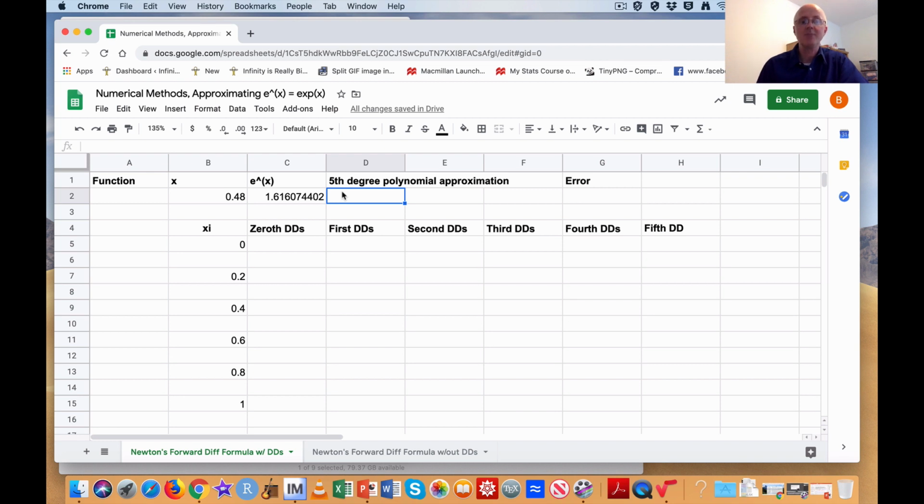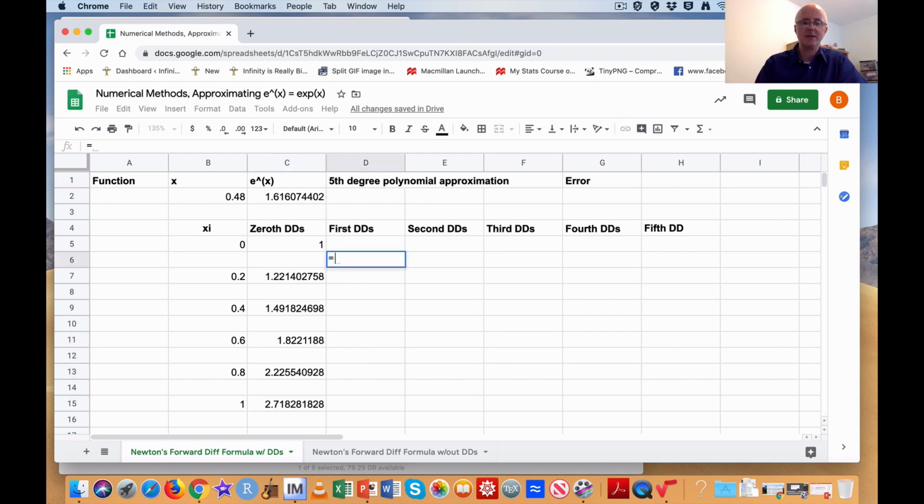But let's now get our approximation based on a 5th degree Newton interpolation method using divided differences. First, we have the 0th divided differences. These are going to be the function values at the nodes. So I can type equals exp of b5 here. E to the 0 is 1. Copy and paste these down in the appropriate spots that you see here. E to the first, for example, is e.